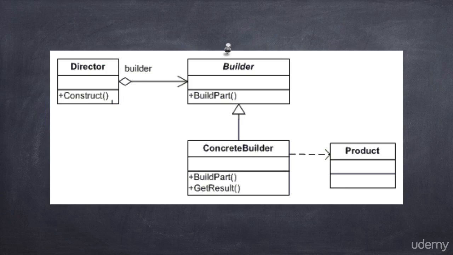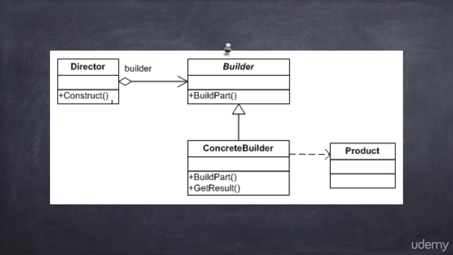The director is responsible for constructing a product using the builder interface. You initialize the director with a concrete builder. The director provides a construct method that will call each buildPartXXX method to assemble a complete product. And finally, we have the product class. This class represents the complex object under construction. The concrete builder builds the product's internal representation and defines the process by which it's assembled.